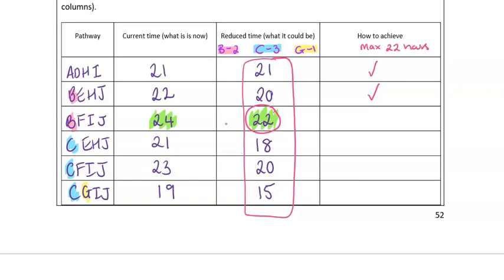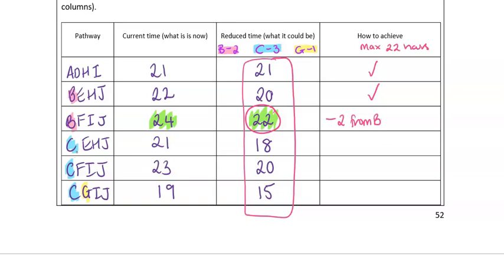The third path, well, I had to reduce by 2 for B in order to get from 24 to 22. So I had to do 2 from activity B, and I'll come back and calculate the cost later. But at the moment, I'm identifying I definitely need to do that 2-hour reduction.